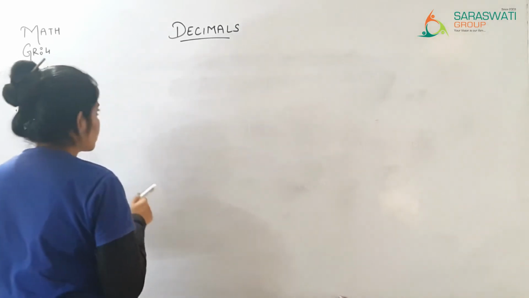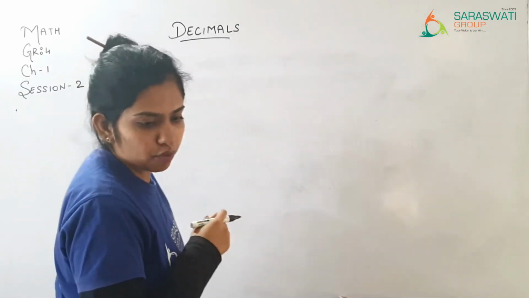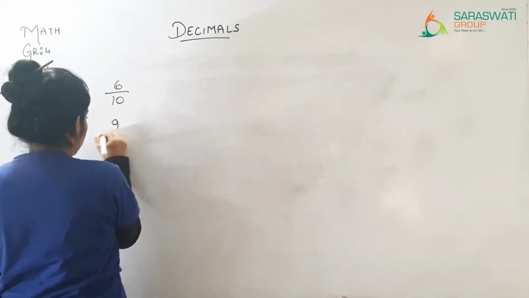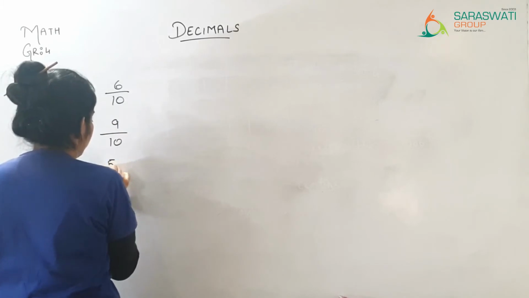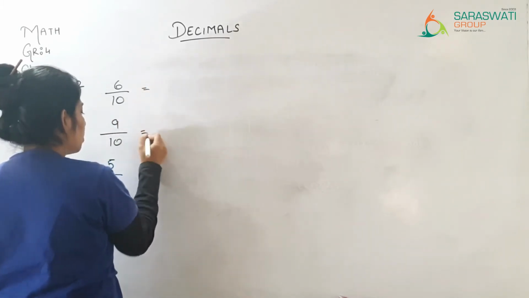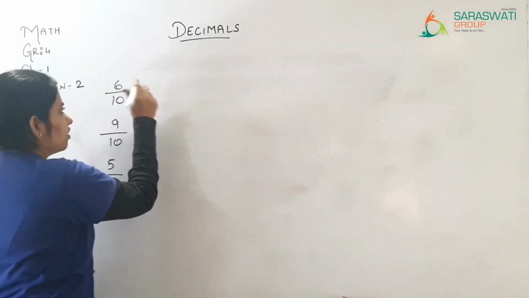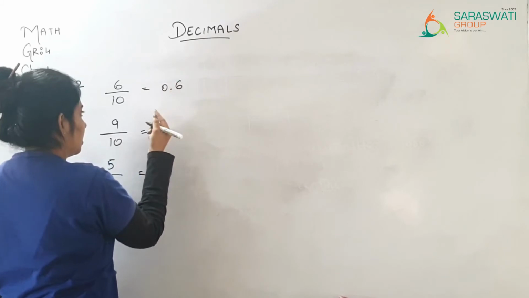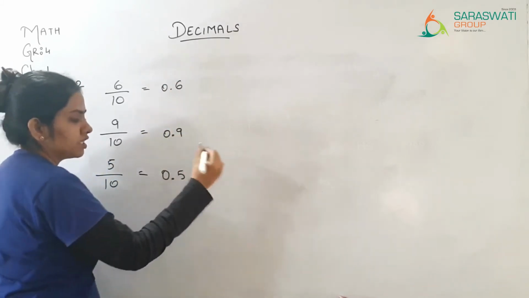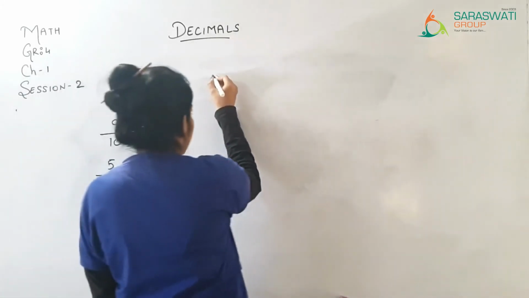Okay? So the numbers which we have are 6 upon 10, 9 upon 10, and 5 upon 10. Now first of all you are supposed to write them in decimal numbers. So we can write 0.6, then 0.9 and 0.5. This we have written in decimal numbers. Now we have to shade this part.